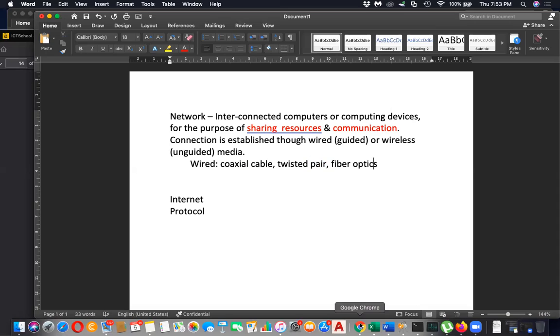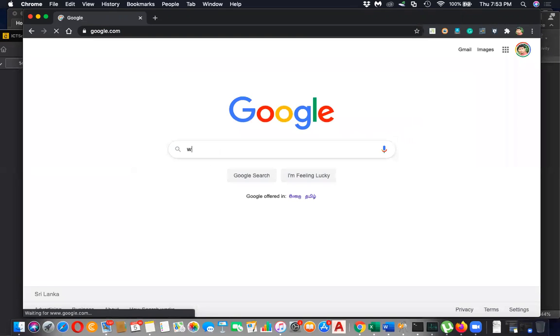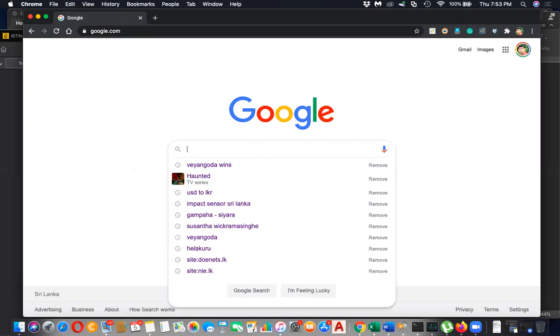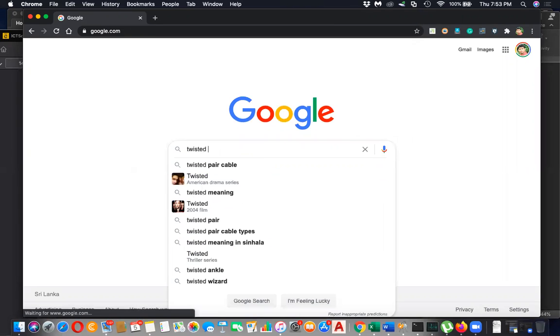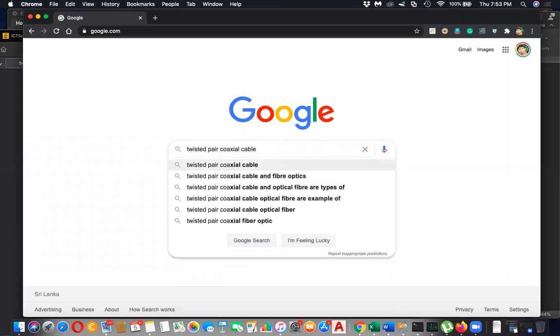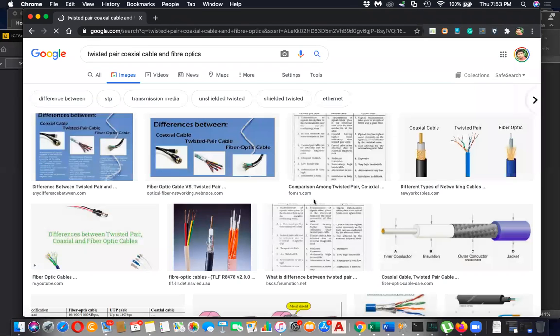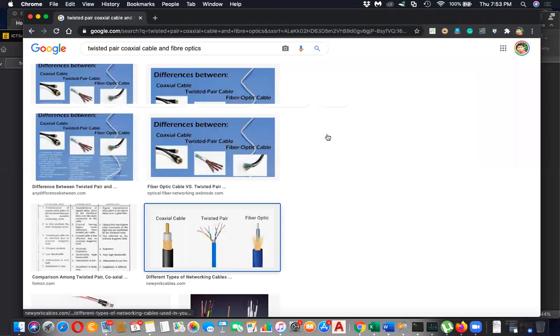Let me show an image if you have not seen. This is twisted pair and coaxial and fiber optics. So you can just Google these things. Therefore, I'm not going to repeat this again and again. And these are the three types.